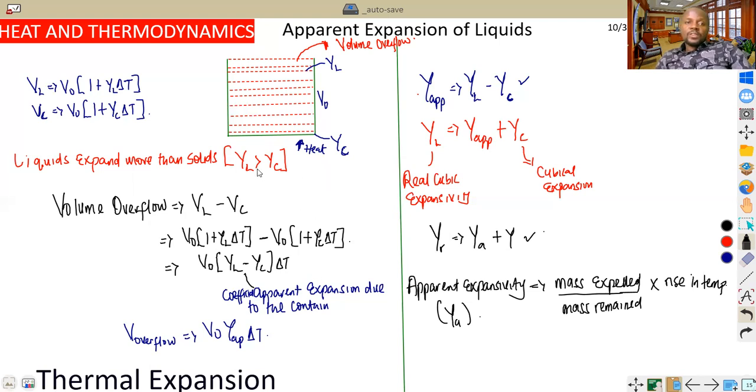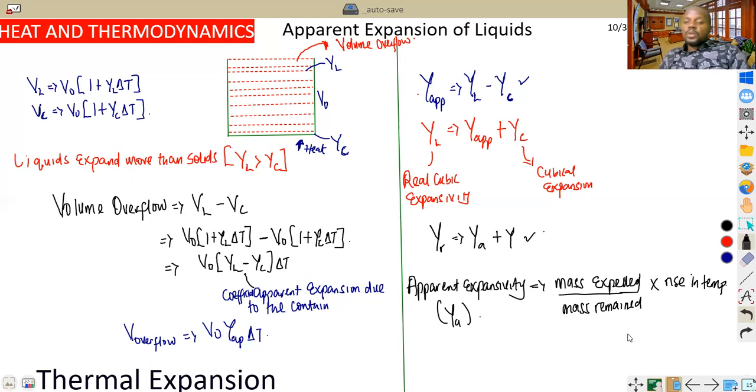So in this slide, we talked about the apparent expansion of a liquid compared with its container. We said the liquid expands more than the container, and because of this, the difference between the coefficient of the liquid and that of the container gives us an overflow of volume. That volume overflow is related to the coefficient of the liquid minus that of the container. That definition is called apparent cubic expansion, which is what we discussed. And we said the apparent expansivity from experiment is given by the mass expelled over the mass in the container times the rise in temperature. All these formulas are very important to keep in mind, and we are going to need them in future to solve some tough questions.